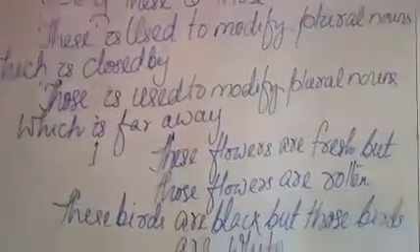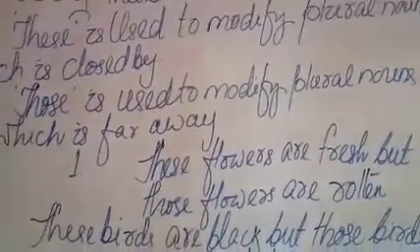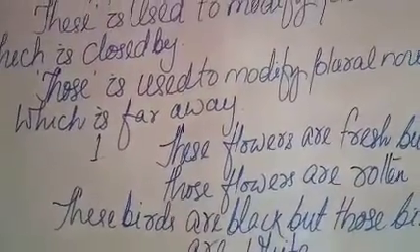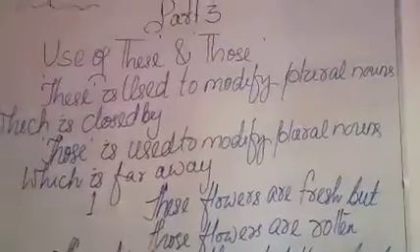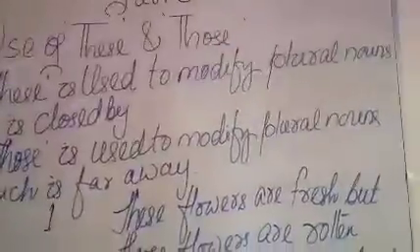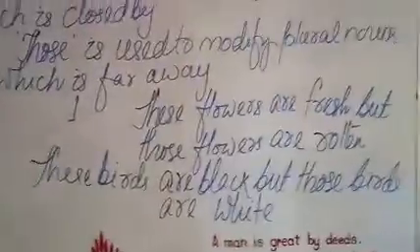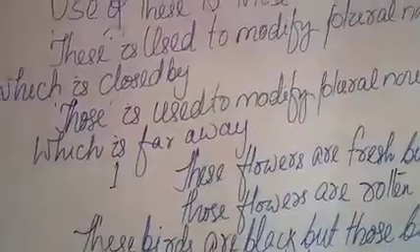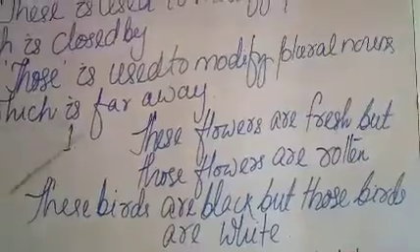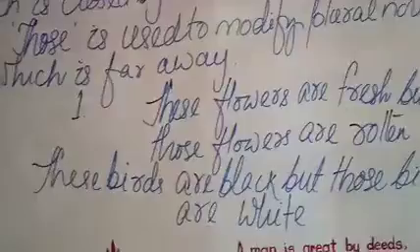This is the plural of this. This is used for singular noun, to modify a singular noun, whereas these is used to modify plural nouns, but that noun must be close by. This is the difference between these and those. Those is used to modify plural nouns which are far away. Just go to the examples to clarify it.